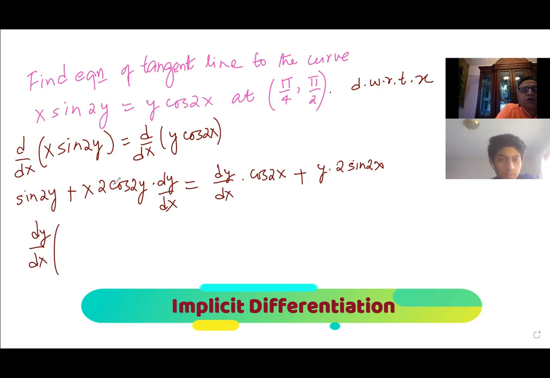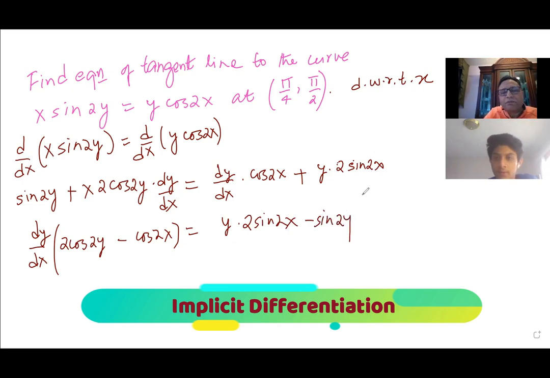We have 2 cos 2y minus cos 2x, equals y times 2 sine 2x minus sine 2y. Now, we need not simplify it further. So let's find dy/dx at this particular point.